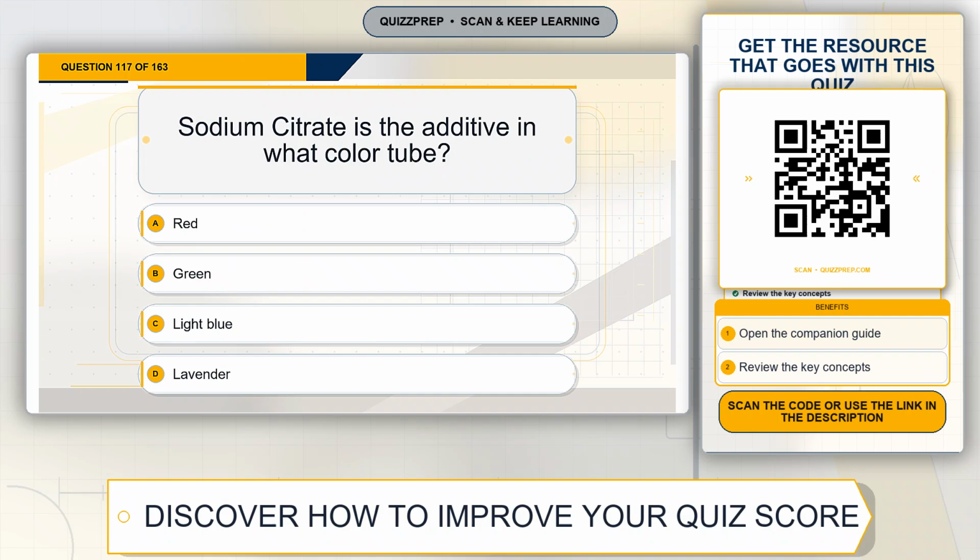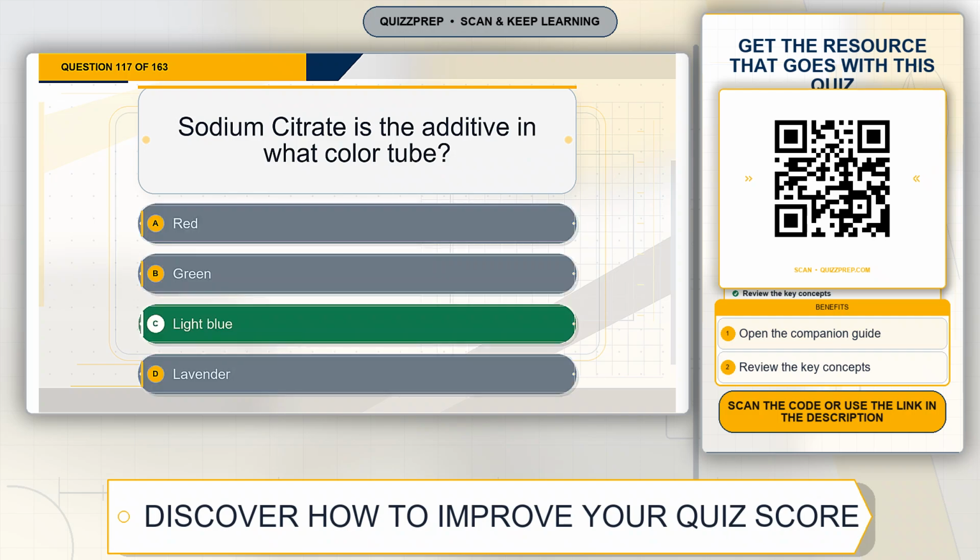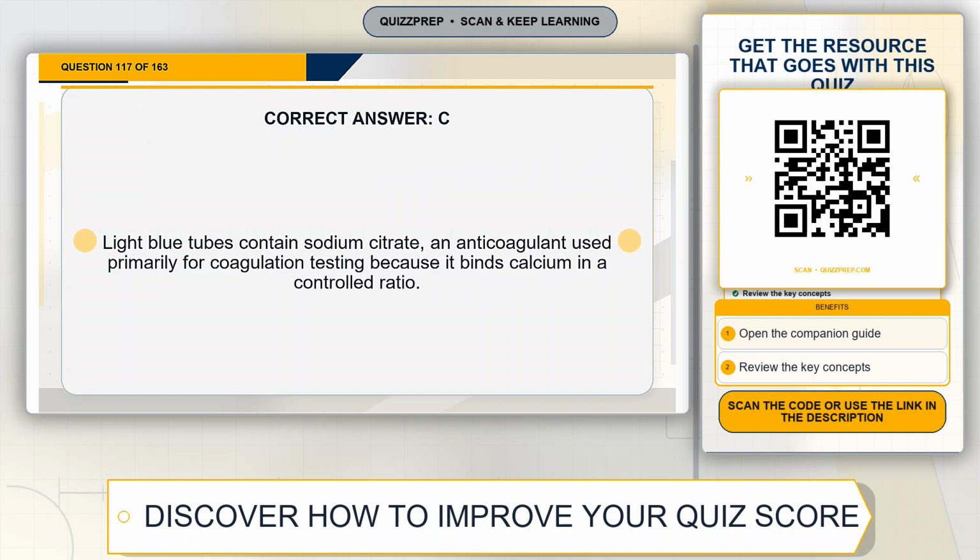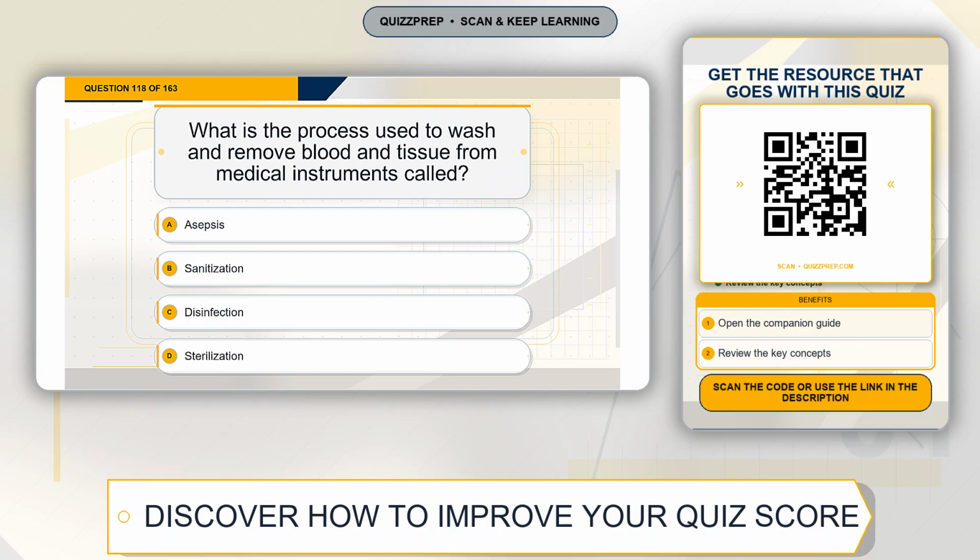Question 117. Sodium citrate is the additive in what color tube? Option A, red. Option B, green. Option C, light blue. Option D, lavender. The correct answer is option C, light blue. Explanation. Light blue tubes contain sodium citrate, an anticoagulant used primarily for coagulation testing because it binds calcium in a controlled ratio.